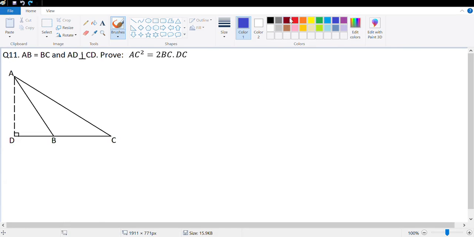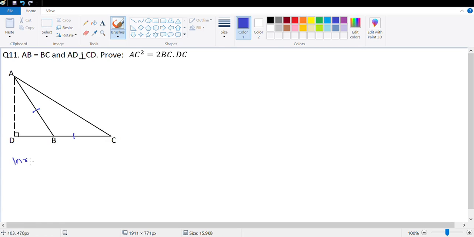Let's look at the next question. The next question that we do is question number 11. It says if AB is equal to BC and AD is perpendicular to CD, we need to prove that AC square is equal to 2 times BC dot DC. So we have two right triangles. Let's try and see if we can get this question done.